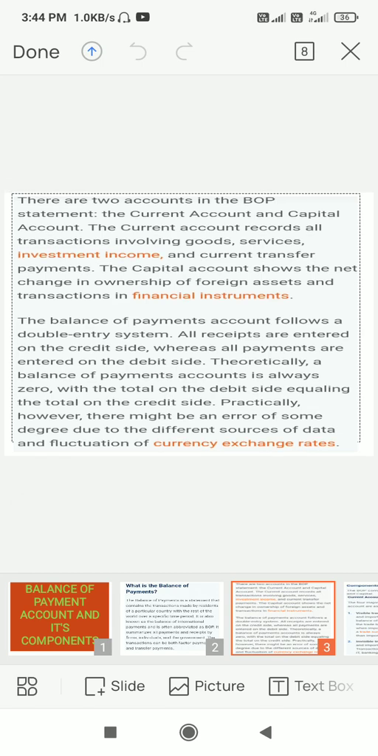The balance of payment account follows a double entry system. All receipts are entered on the credit side, whereas all payments are entered on the debit side. Theoretically, a balance of payment account is always zero, with the total on the debit side equaling the total on the credit side. When both the sides' totals are equal, ultimately the account is equal to zero. But practically, when you are going to do this account, sometimes you may face some error due to different sources of data which you get for this account and some fluctuation of current exchange rates.